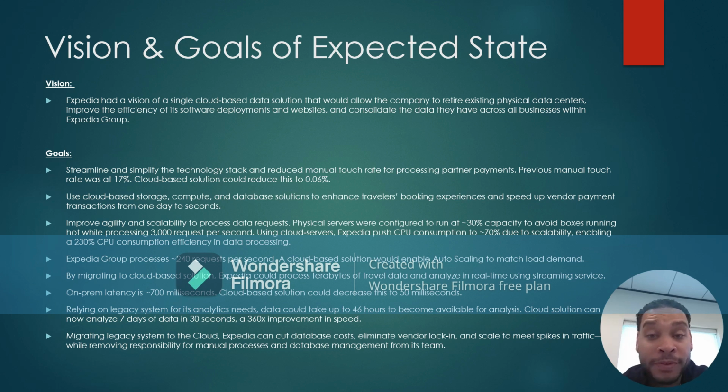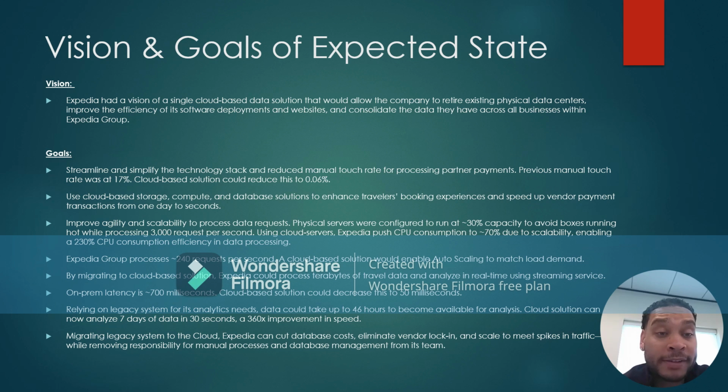So that would be an improvement for them, their vendors, and also their customers to get their confirmation. Also, improving agility and scalability to process their data requests. Because they had physical data servers out of that data center in Chandler, Arizona, they had to keep them running at about 30% capacity to avoid the boxes running hot, essentially, while they were processing those 3,000 requests per second. But with the cloud-based solution, Expedia could push that consumption up to approximately 70% due to the ability for the cloud to scale. And so that essentially more than doubled their computation efficiency in their data processing.